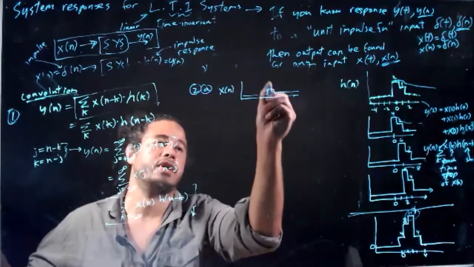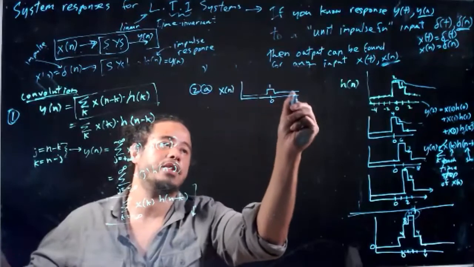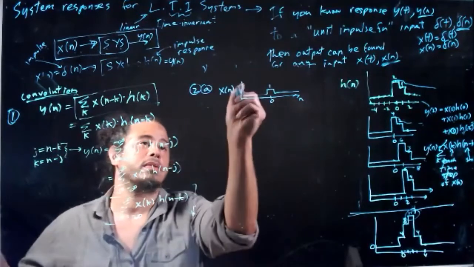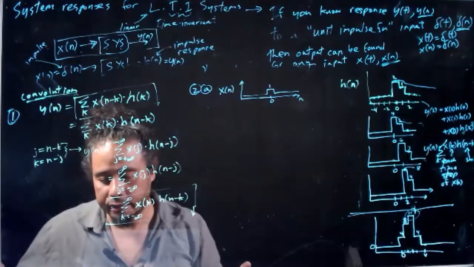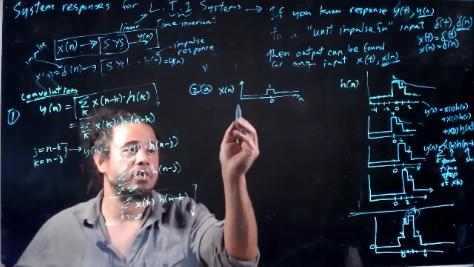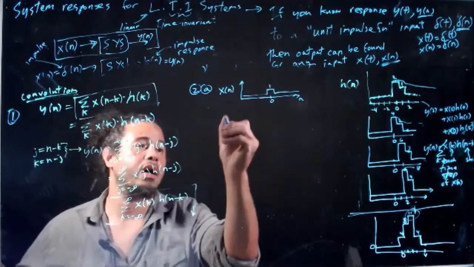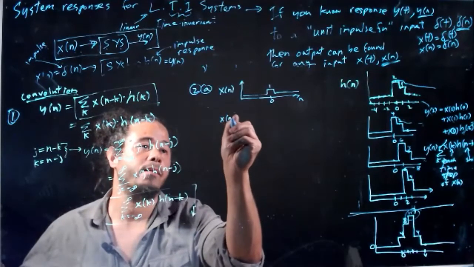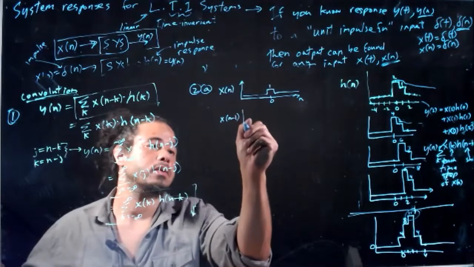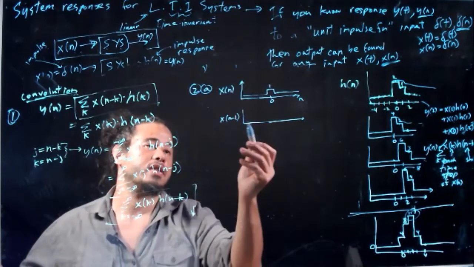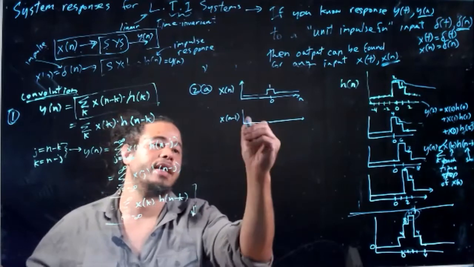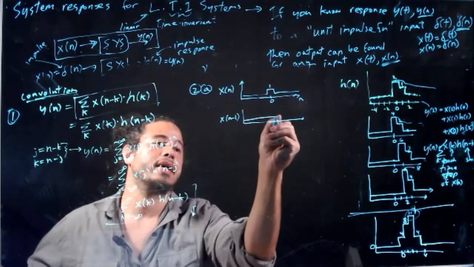Right? It has a value of 1 at time 0. Okay? The problem says you should sketch x of n, which we just did, but also x of n minus 1. So x of n minus 1 is the time-shifted version of x of n, so it would just look like this.